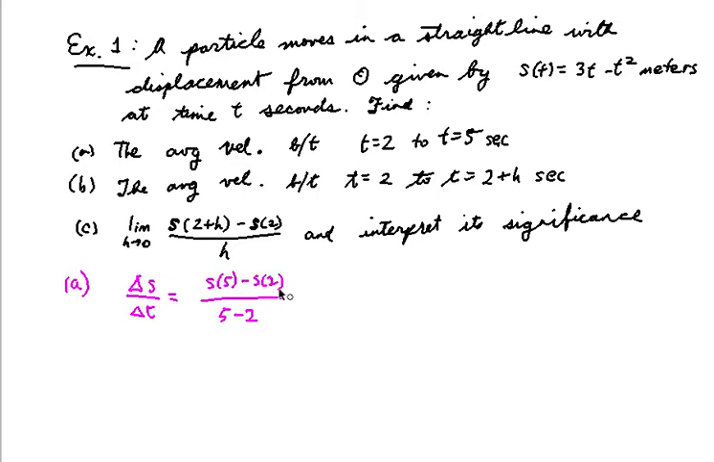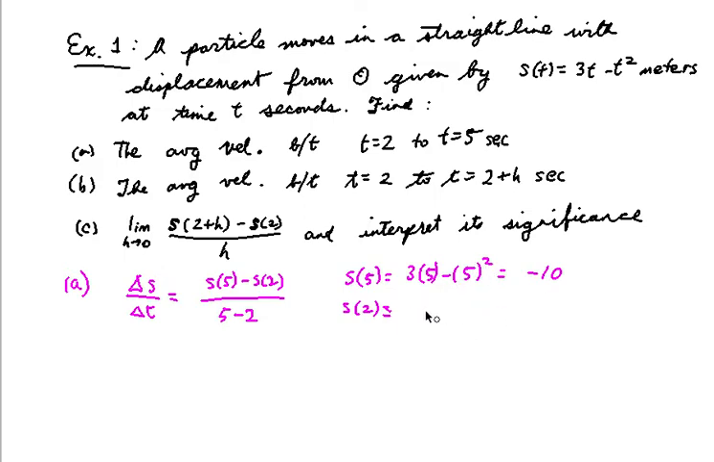Okay, so I need to find out what s of 5 is and what s of 2 is. Well, what's s of 5 and what's s of 2? If I plug in a 5 in here, I have 3 times 5 minus 5 squared. So this is going to be a negative number, right? So that's going to be negative 10. All right, 15 minus 25 is negative 10.